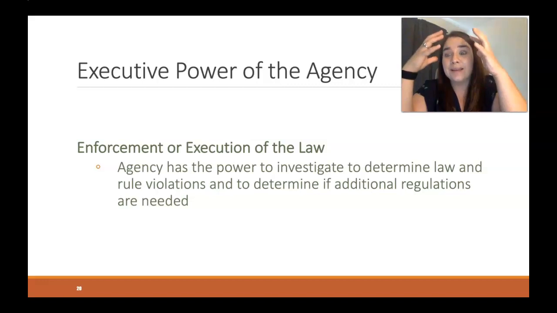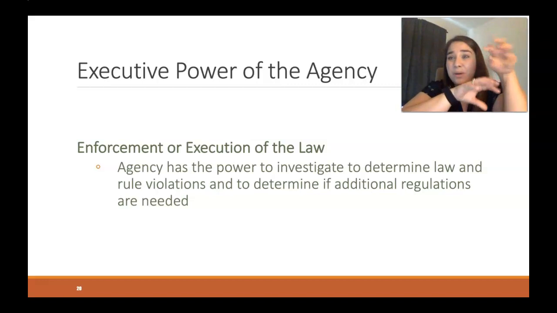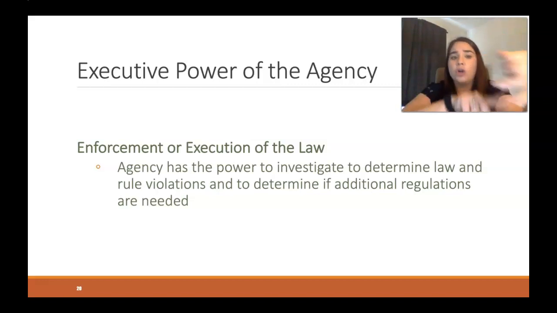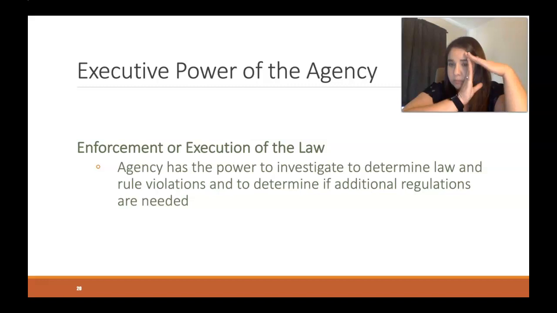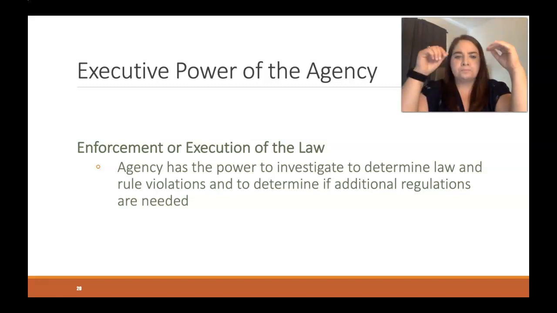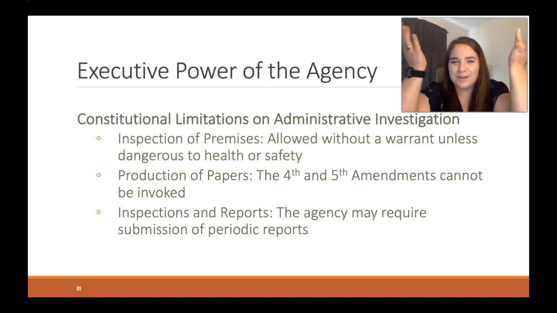And how neat is that? So they then get to enforce the regulations that they put into place. So they have the power to investigate whether or not a violation occurred, to determine if additional regulations are needed. That's how Congress finds out that we need another enabling act. The agency tells them. And so they get to enforce their own laws. Cool, right? And then it gets to the really cool part. We're talking about rights again. That's always the best part.